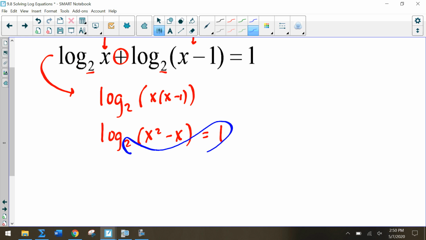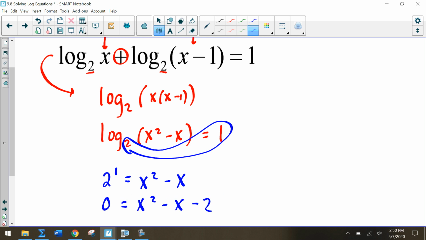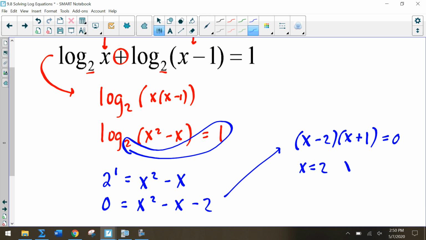So if I rewrite this as 2 to the first equals x squared minus x, now I can solve and say x squared minus x minus 2 equals 0, using the zero product property, and I got x is 2 and x is negative 1. Okay, but can x equal negative 1? Can we have a log base 2 of negative 1? No. So we have to reject that and just accept the x equals 2.